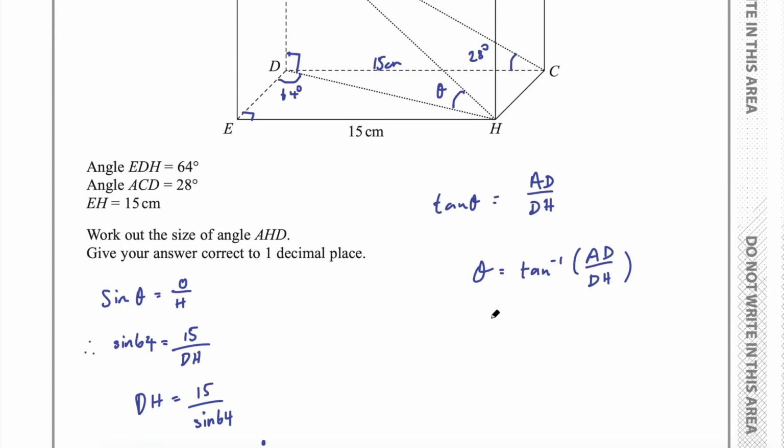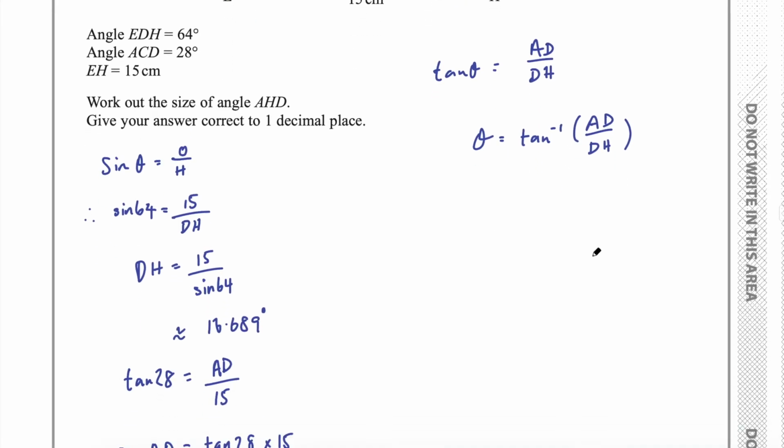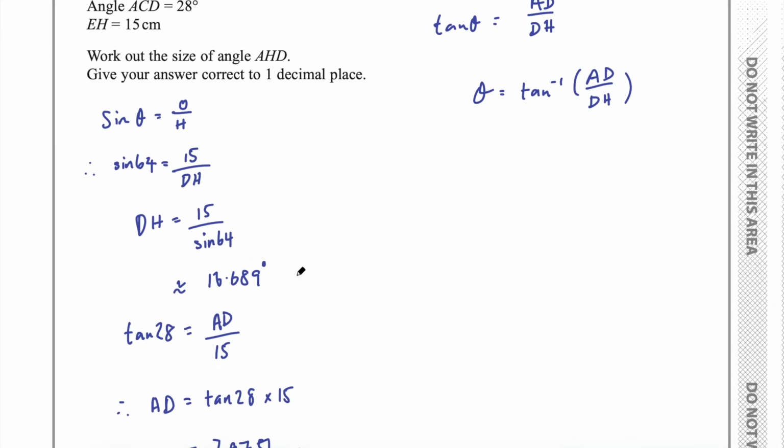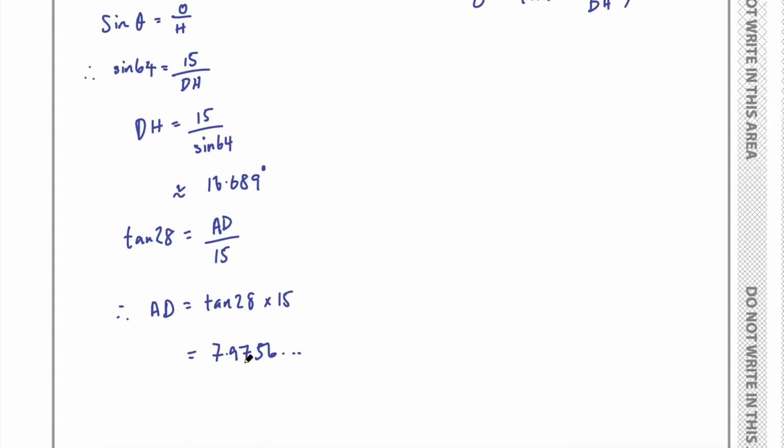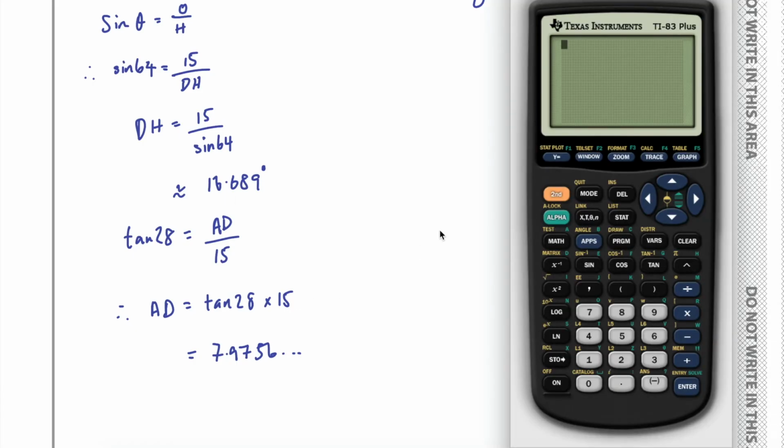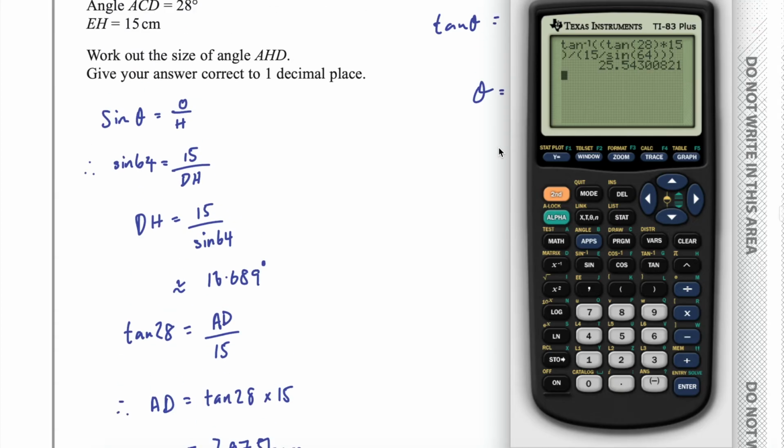Okay, so let's go ahead and put this into a calculator. Inverse tangent of AD over DH. Now you could put these rounded off numbers in, or you could put the whole calculation in. I'm going to try to do that, but the rounded off numbers I'm sure would still give you an accurate enough answer. So this is going to be the inverse tangent of the tan of 28 multiplied by 15 on the top line. And then on the bottom line, I have 15 divided by the sine of 64. Enter, and we get an answer of 25.543 for theta.